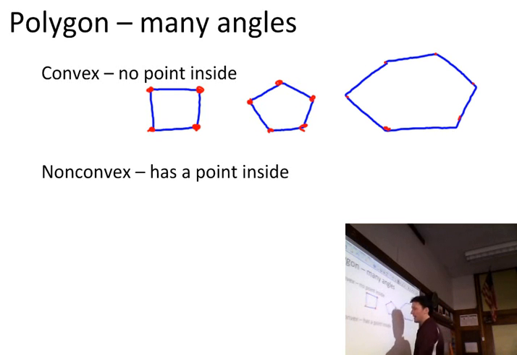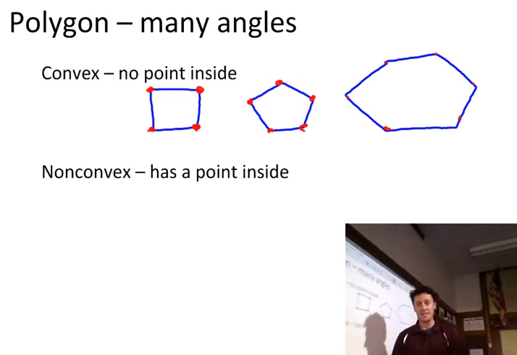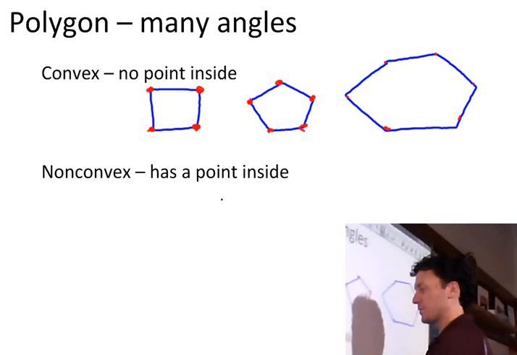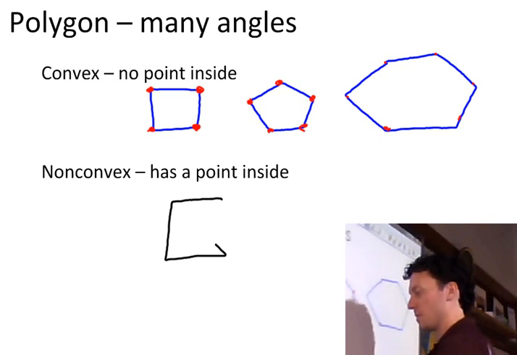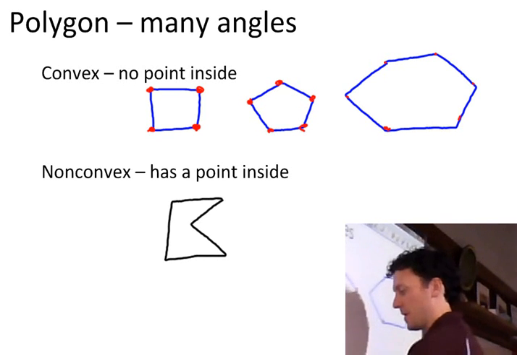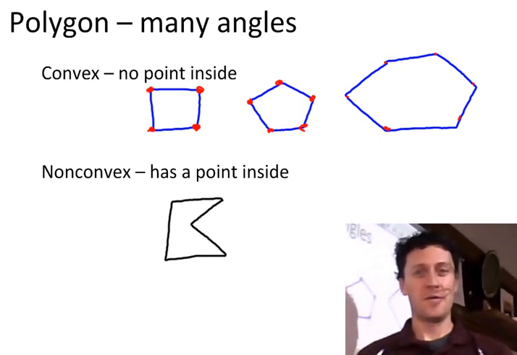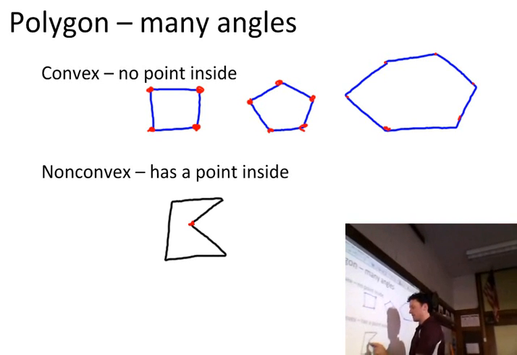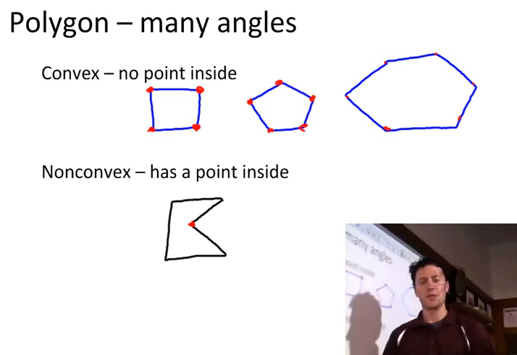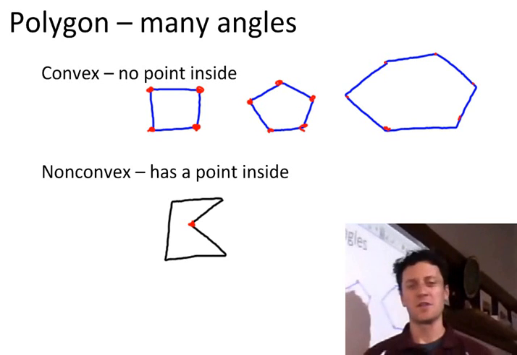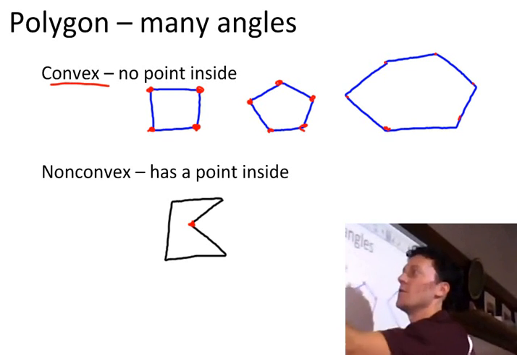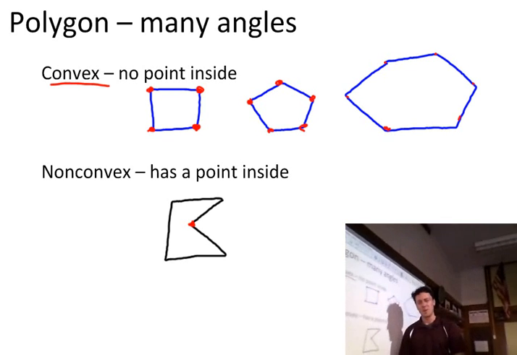In a non-convex, there's a point inside. Right there. Do you see the point I'm talking about? Right here, this point is actually on the inside of the polygon. We'll ask you to recognize these, but we're not going to do much more with them. Most of what we do, we're going to be working with the convex polygons.